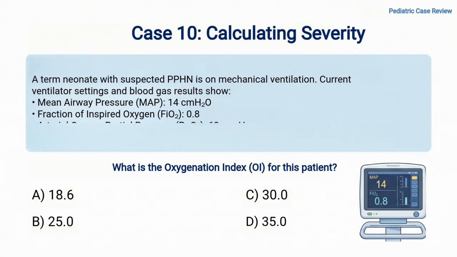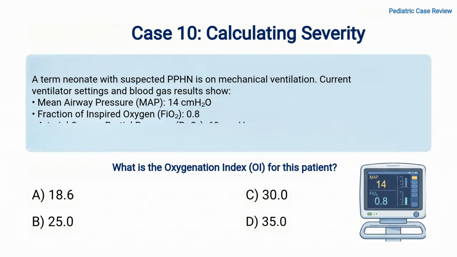Case 10. A term neonate with suspected PPHN is on mechanical ventilation. Current parameters are mean airway pressure 14 centimeters of water, fraction of inspired oxygen 0.8, and arterial oxygen partial pressure 60 millimeters of mercury. The medical team needs to calculate the oxygenation index to assess disease severity and guide treatment decisions. What is the oxygenation index for this patient?